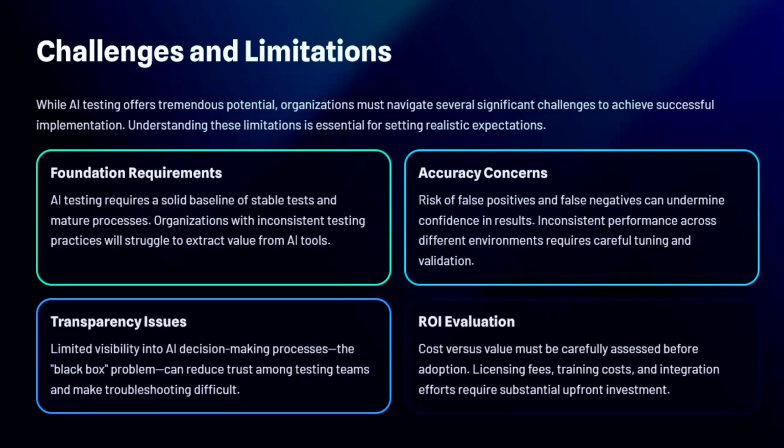Now there are some challenges and limitations. First challenge is foundation requirement. We should have a proper foundation in place for AI testing. Second thing is accuracy concern. As we all know, AI is not accurate. Sometimes AI hallucinates so much. AI gives us false positive and false negative scenarios, so we need to filter those. And transparency. AI sometimes has a black box problem. We can't trust AI properly. Okay, those things are there.